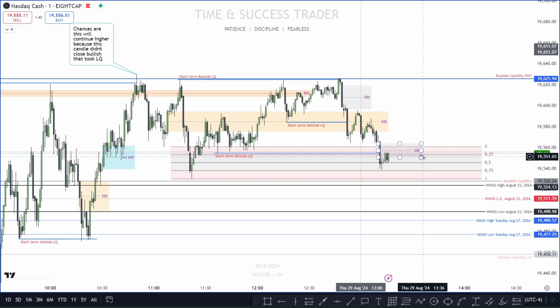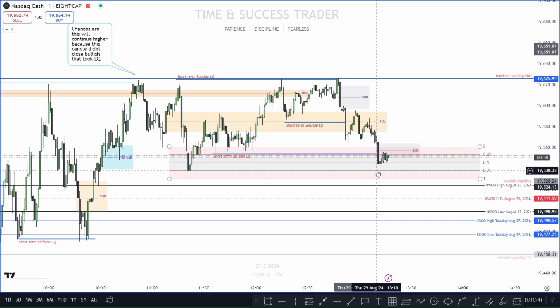And now we are at the 50% of the wick on the 5-minute, the range that was created with that wick. Trade it up, close, pushed up, close.